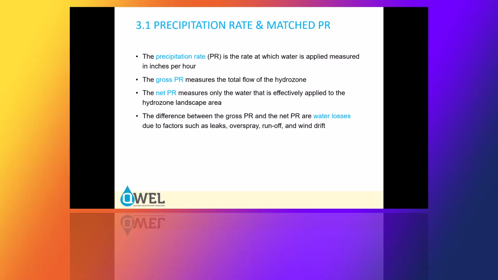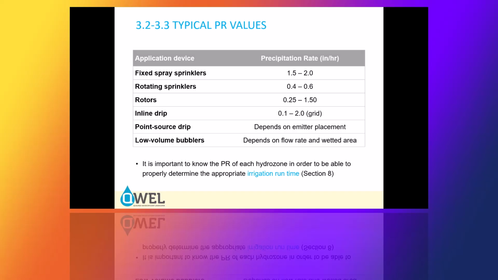Gross precipitation rate measures the total flow of the hydrozone. The net precipitation rate measures only the water that is effectively applied to the hydrozone landscaped area. The difference between the gross precipitation rate and the net precipitation rate are water losses due to factors such as leaks, overspray, runoff, and wind drift. And you can actually calculate the gross precipitation rate based upon manufacturers' catalogs and also by the use of a water meter to get the flow rate of the hydrozone as well. So when we go into scheduling irrigation controllers, know that the precipitation rate is going to be a key input in determining the irrigation schedule that we need to calculate.